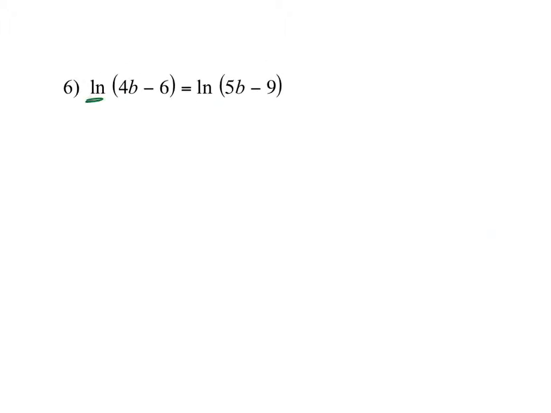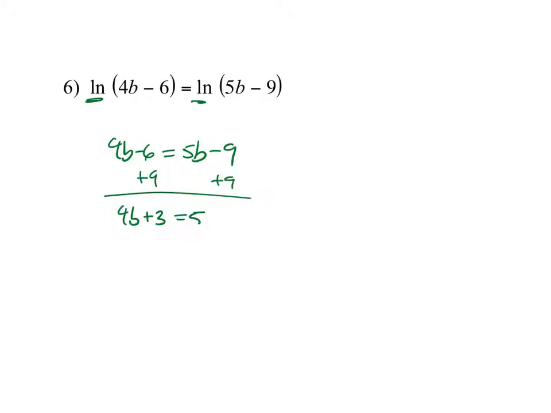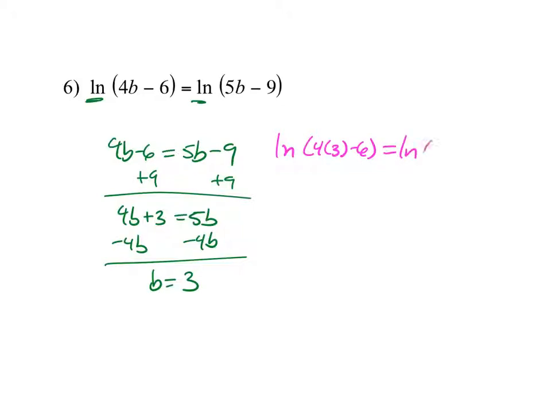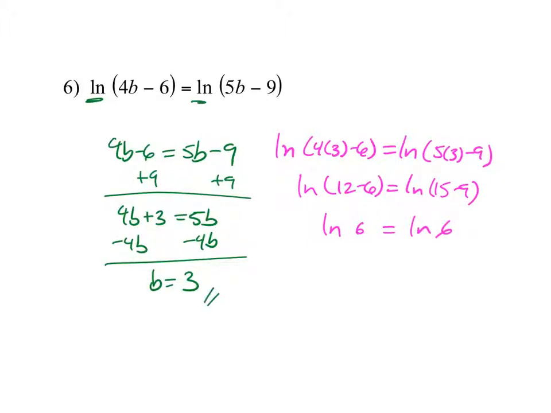Again, right here I have the same logarithm. So that means that 4b minus 6 equals 5b minus 9. So I'm going to add 9 on both sides. So 4b plus 3 equals 5b, and then minus 4b. So b equals 3. So natural logarithm of 4 times 3 minus 6 equals the natural logarithm of 5 times 3 minus 9. So 12 minus 6 equals 6, or 15 minus 9. So natural logarithm of 6 equals natural logarithm of 6. So that's my answer.